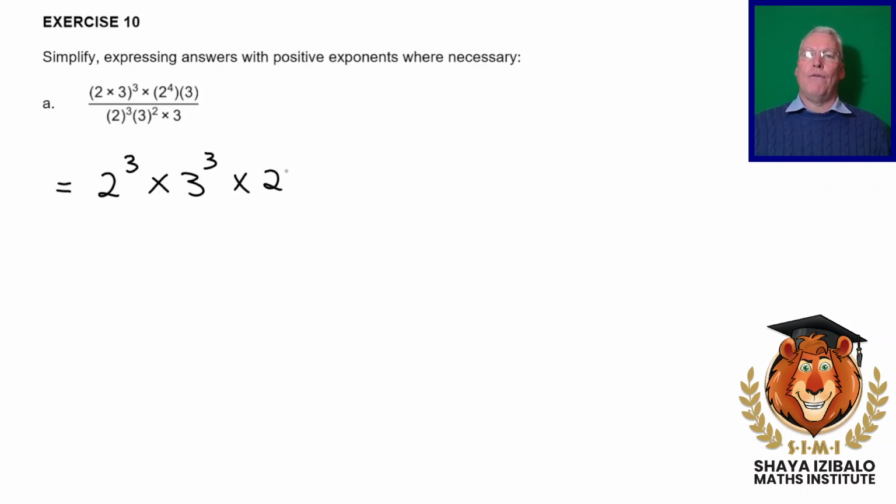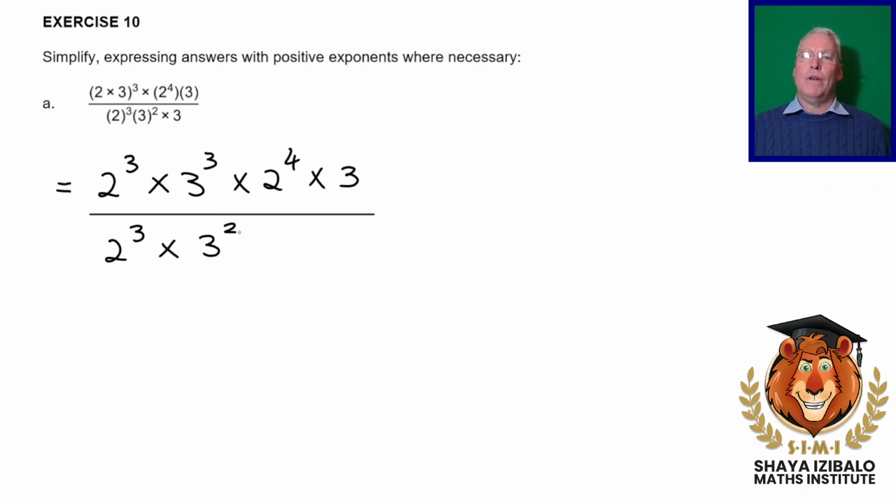Then we've got 2 to the 4, and we've got a 3. On the denominator, sorry, the bottom, we've got 2 to the 3, we've got 3 to the 2, and we've got another 3. Okay, let's now apply our very first rule. When we multiply numbers with the same base, so we're just looking at this number over here and this number over here, what will the answer be when we multiply those? That's right, it will be 2 to the power of 7.